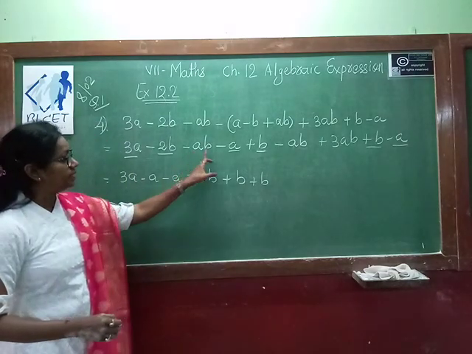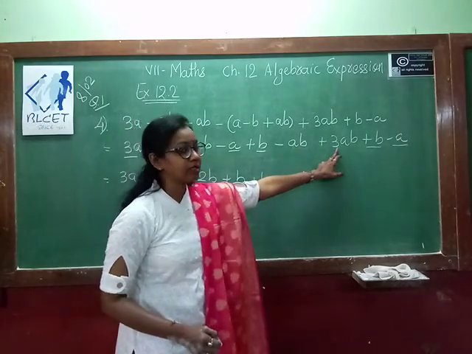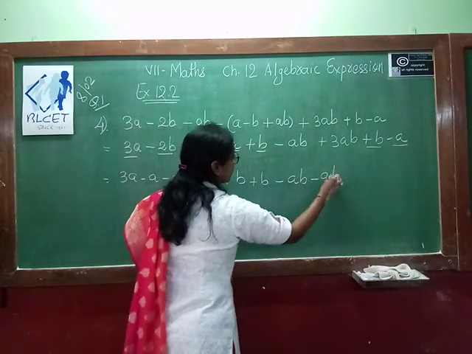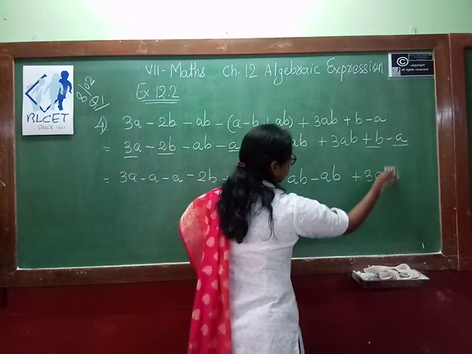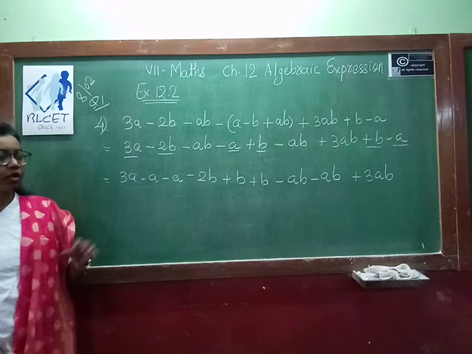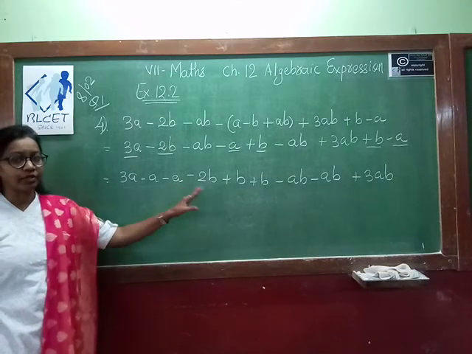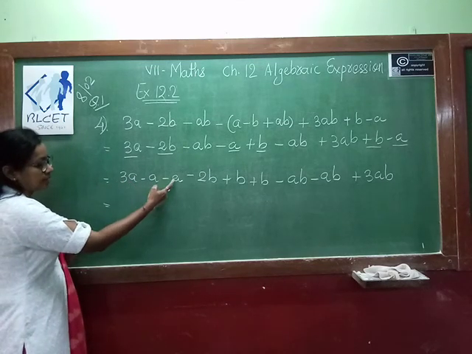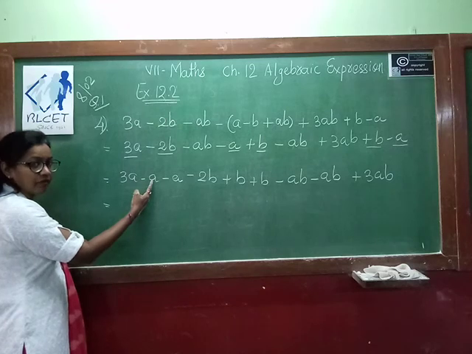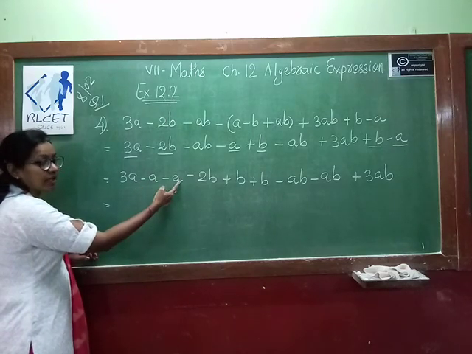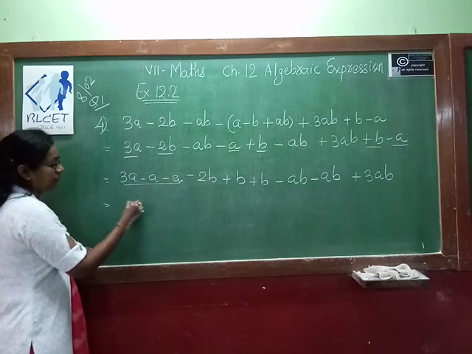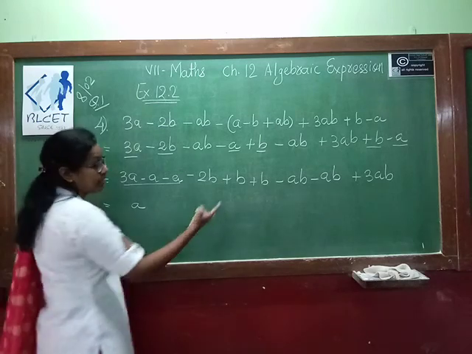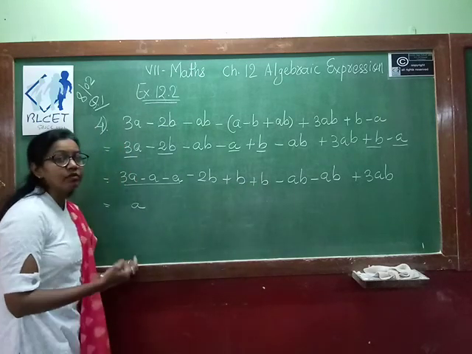Next we have minus ab plus 3ab. They are like terms. So minus ab plus 3ab. So now we have clubbed all the like terms together. Now we will do the addition or subtraction. So directly now we can do the addition. 3a minus a minus a. If you do the subtraction, 3a minus a will give you 2a and 2a minus a will give you a. So what is the answer of this term? a. Minus 2b plus b will give you minus b. Minus b plus b will give you 0.